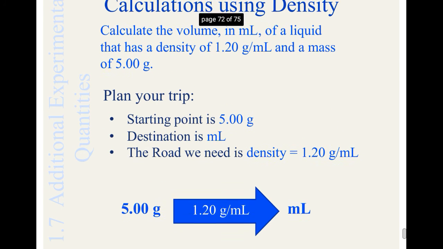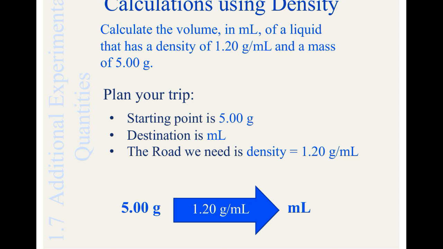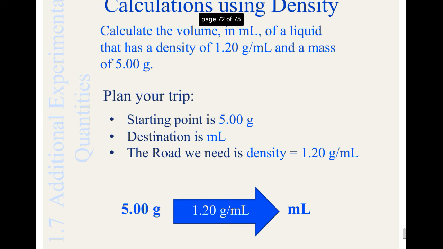Here's another one. It says calculate the volume. So we're looking for the volume of a liquid in milliliters that has a density, so here's our density, of 1.20 grams per milliliter and has a mass of 5.00 grams. So we use the same formula. Density is equal to mass over volume, but using algebra we can rearrange the formula to solve for volume. So we can say that volume is equal to mass divided by density.